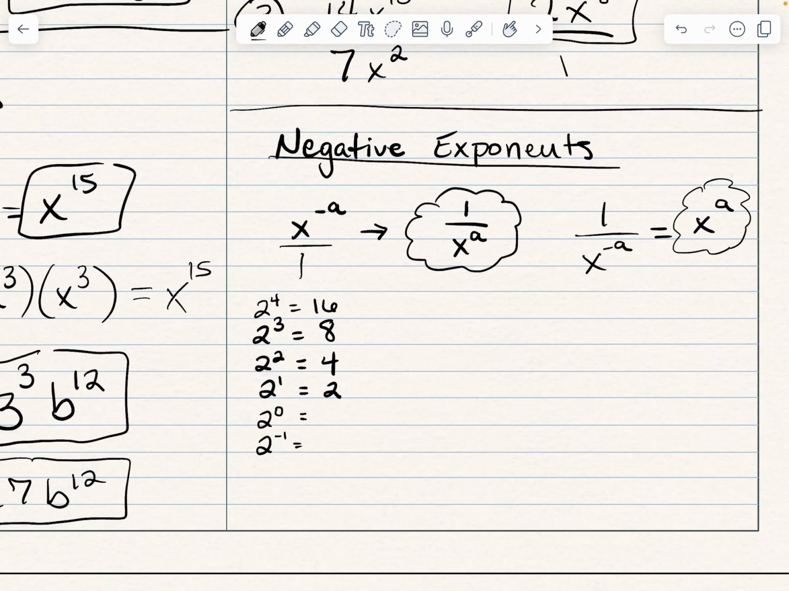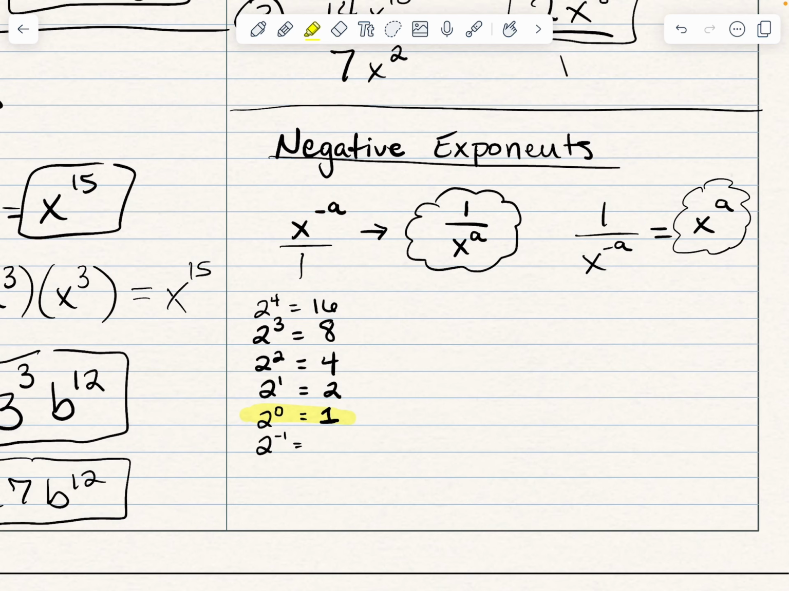16 divided by 2 is 8. 8 divided by 2 is 4. 4 divided by 2 is 2. So if we hold with that same pattern, 2 divided by 2 is going to tell me what 2 to the 0 power is right here. And 2 divided by 2 is 1. Okay, and that leads us to our rule, anything that is a 0 exponent is going to equal 1.